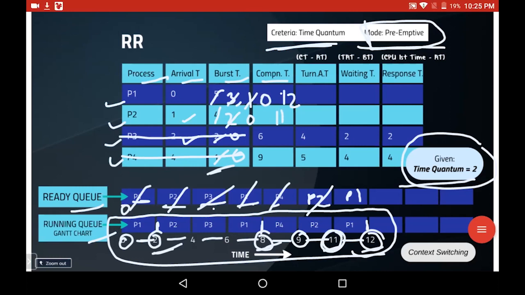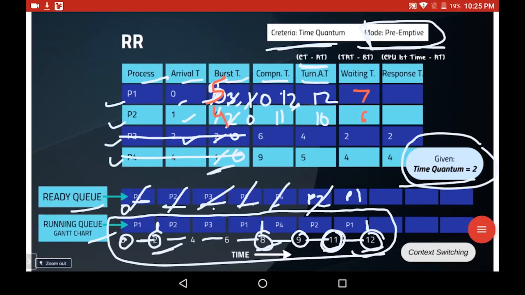After that we see turnaround time, which is completion time minus arrival time: 12 minus 0 is 12, 11 minus 1 is 10. Waiting time is turnaround time minus burst time. We consider the original burst time, which was 5 in this case and 4 in this case. So 12 minus 5 is 7, and 10 minus 4 is 6.